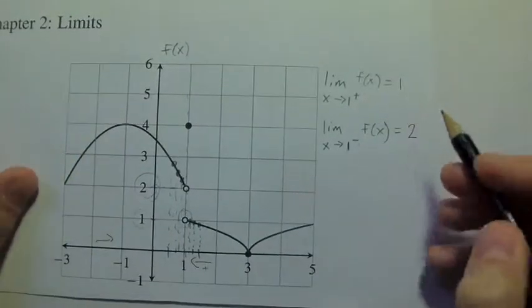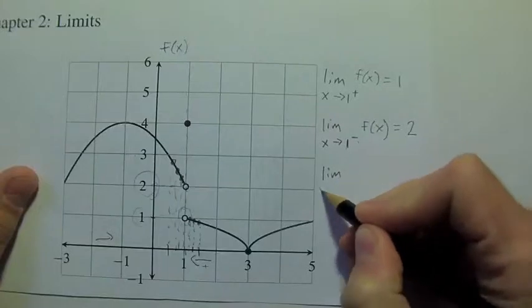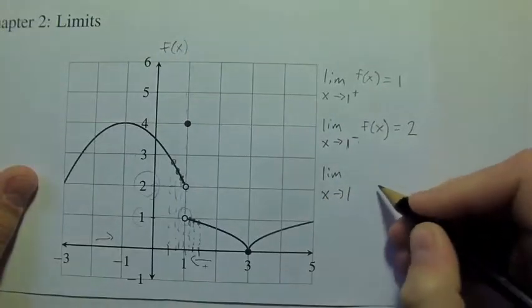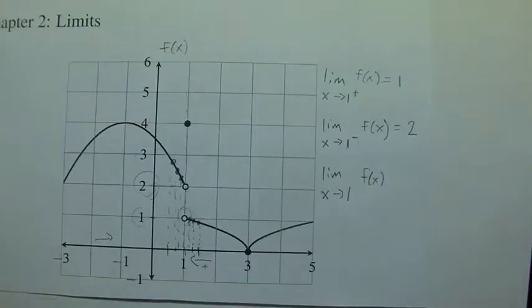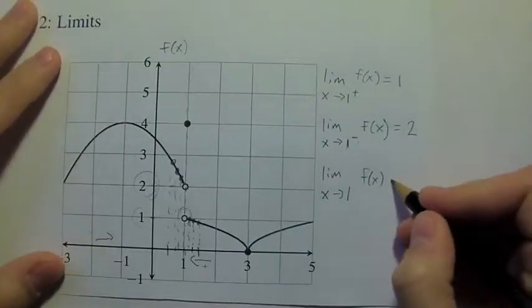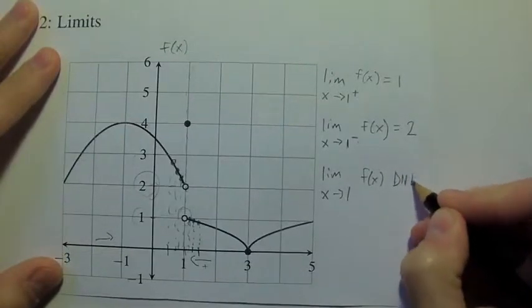Now, these don't match, right? So the limit as x goes to 1 of f of x, from both sides, if I don't have a plus or minus, that means both sides. Well, they don't match from either side. So this does not exist.